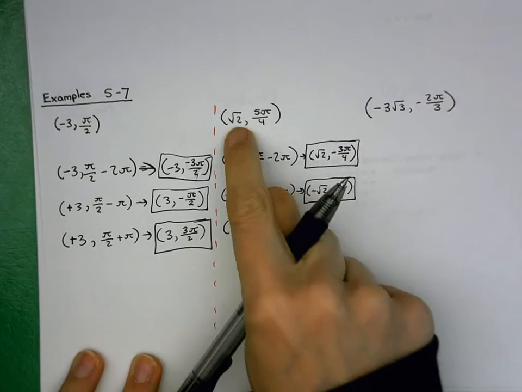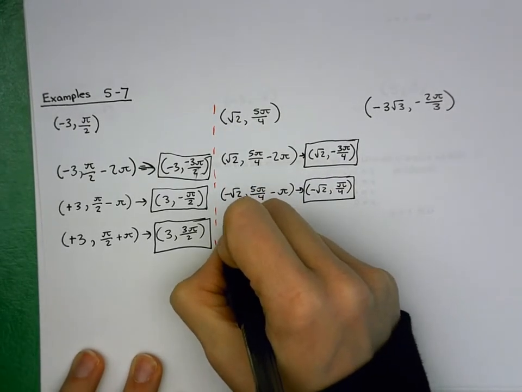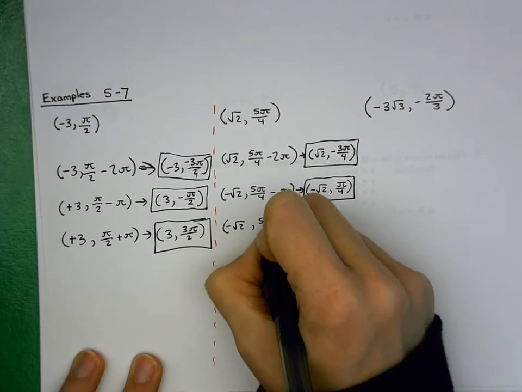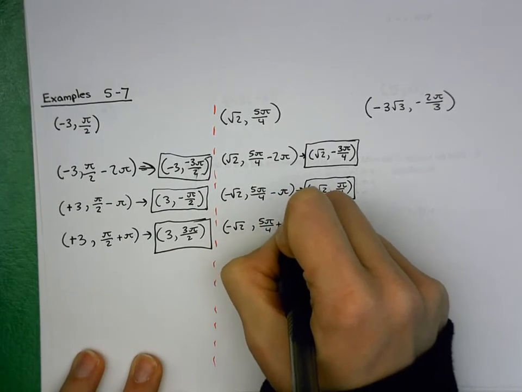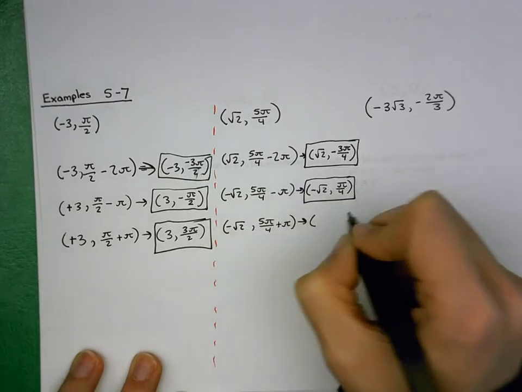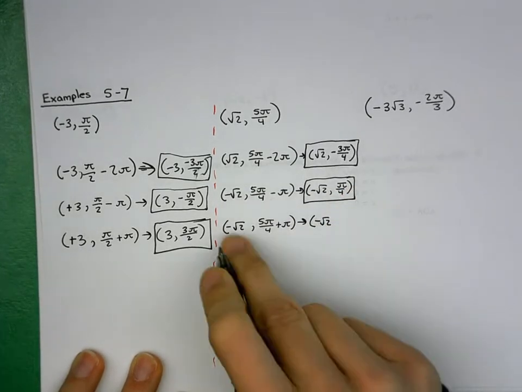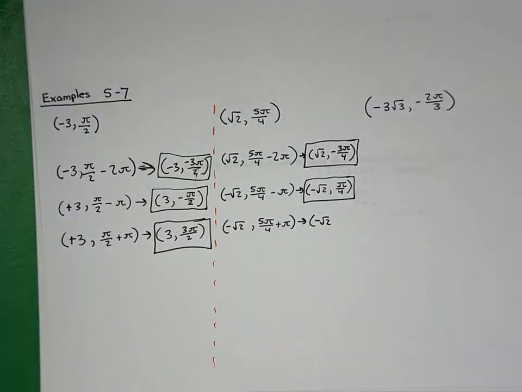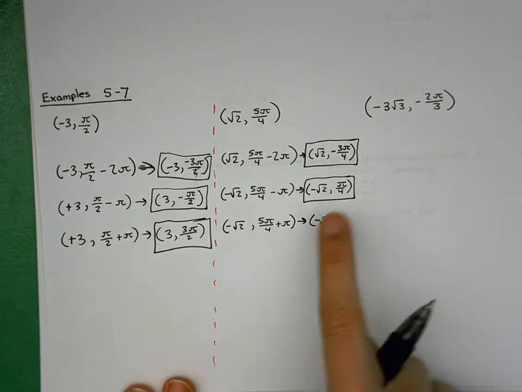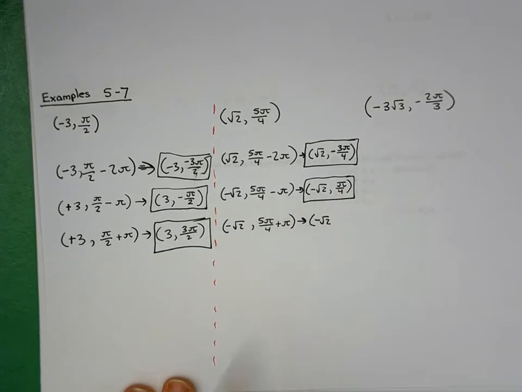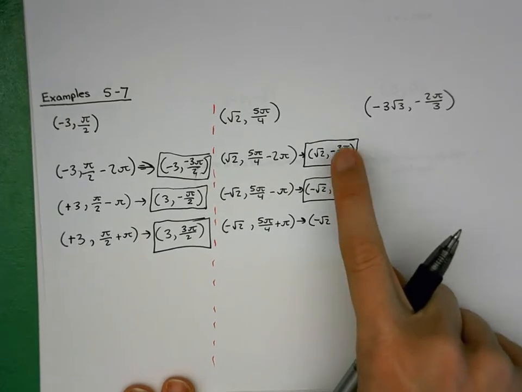And last but not least, take your r, multiply it by negative, and take your theta plus pi. Okay, so that's my negative root 2 there. Well, I just realized this is going to send us up and over 2 pi. So what we're actually going to need to do, it looks like, is take this one and subtract another pi from it.